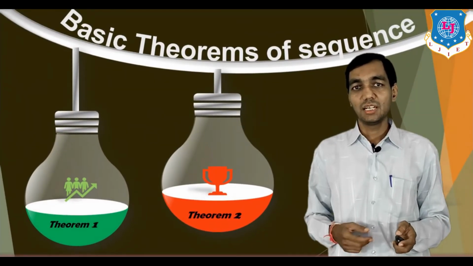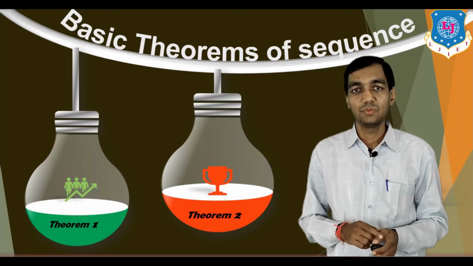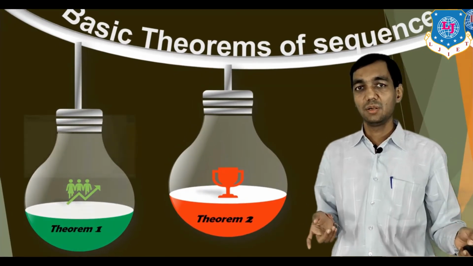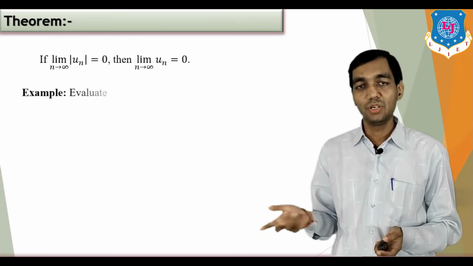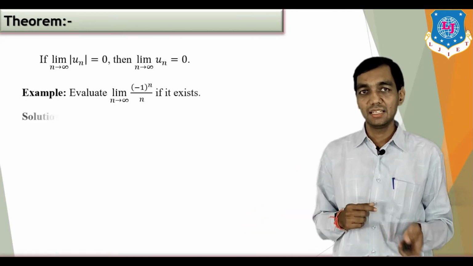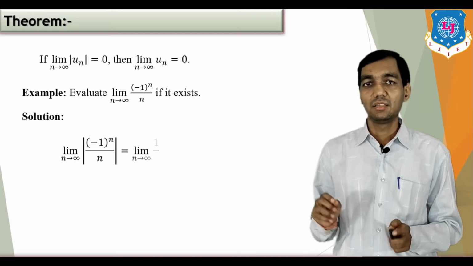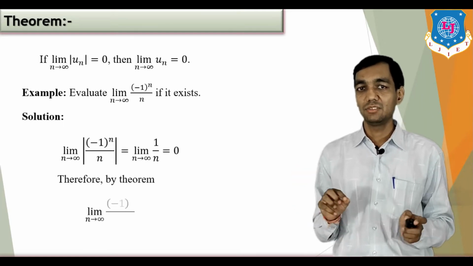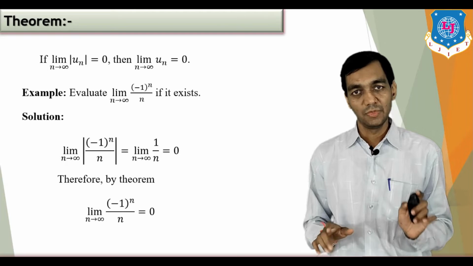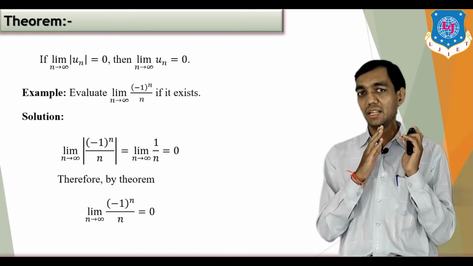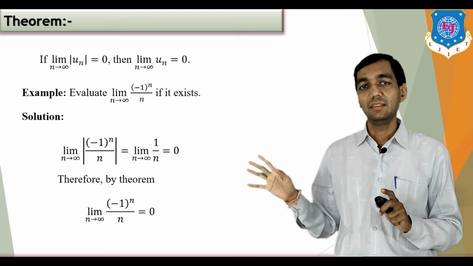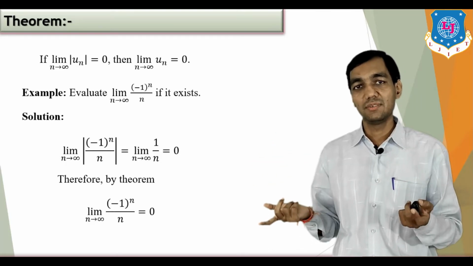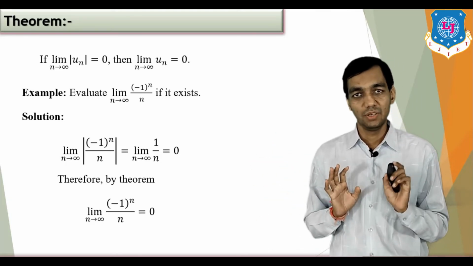Now we are going to check out two basic theorems of sequences. The first theorem is: if the limit of mod un is equal to 0 where n tends to infinity, then the limit of un where n tends to infinity is also 0. That means if you find the limit of mod un and it exists and has a value 0, then simply un also has a value 0 as n tends to infinity.